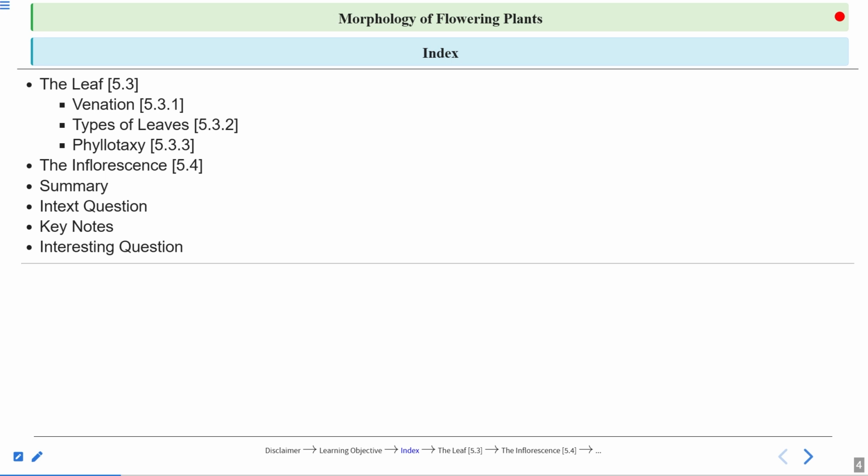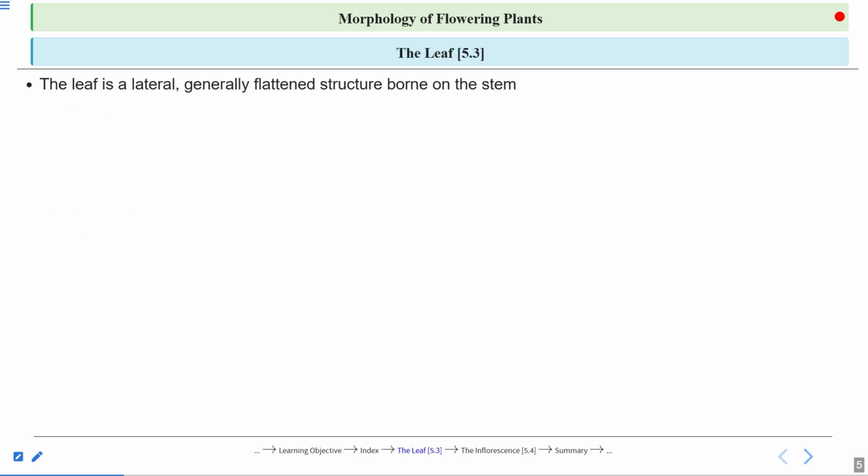I will tell you the definition of all these terms that are listed here. Now, let's talk about the leaf first. The leaf is a lateral, generally flattened structure borne on the stem. So this is a very simple definition of the leaf. It is oriented laterally. It is generally flattened. Whenever you look at the structure, the leaves are flattened. They are vegetative structures borne on the stem. They are borne on the shoots, or you can say the stem.